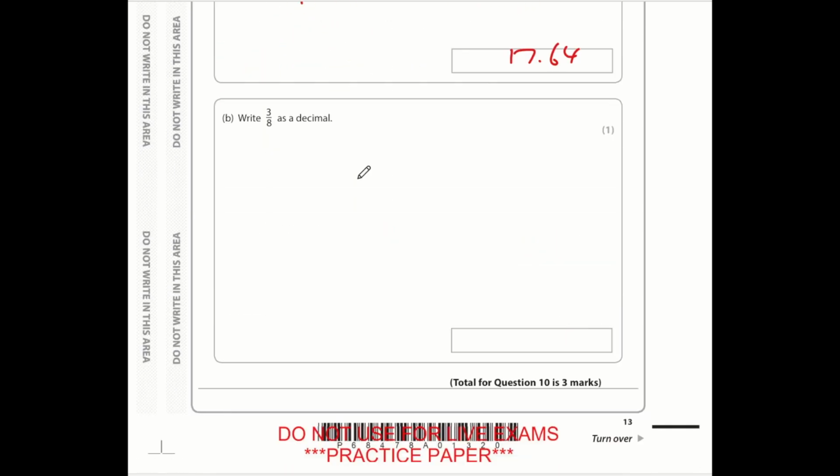Question B, write 3/8 as a decimal, so 3 over 8. Again, the line of a fraction means divide, so type into your calculator 3 divided by 8, and that's how you turn a fraction into a decimal, top divided by bottom, and the answer is 0.375.